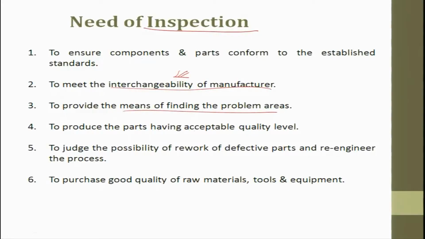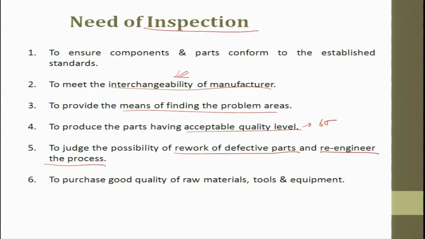To produce the part having acceptable quality levels, we always do inspection. For example, people talk about 6 sigma, 12 sigma, all those things. So, acceptable quality level, if you want to check, we do inspections. To judge the possibility of rework of defective parts and re-engineering the process, we need to do inspection.